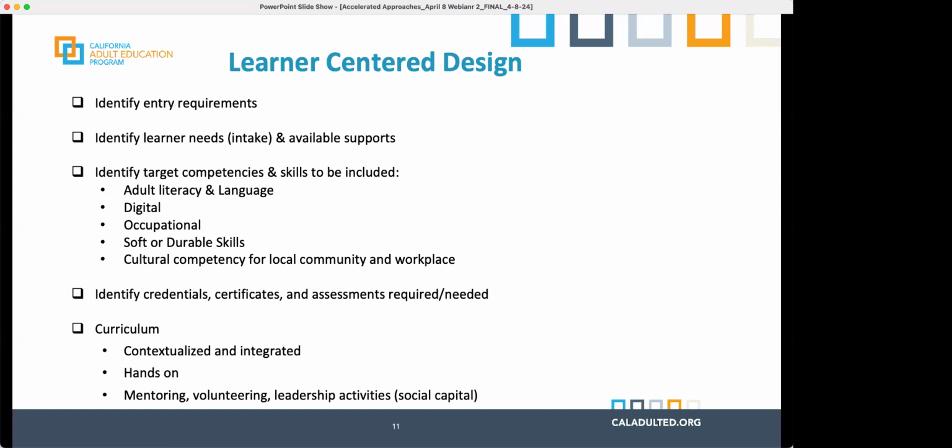And then there's that curriculum, all of you know, contextualized, integrated, hands-on, and really a plug. Some research I've been doing in the field is demonstrating the value of incorporating mentoring, volunteering, and leadership activities. They allowed people to grow their social capital and their networks, as well as self-confidence, and learn more about the community in which they're living. Next slide, please.